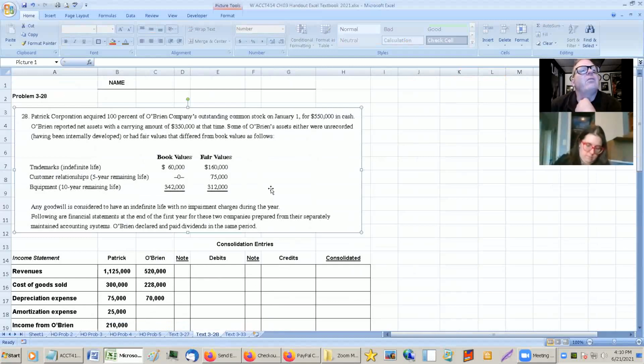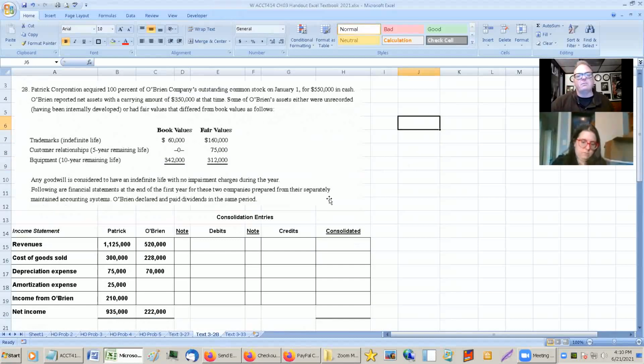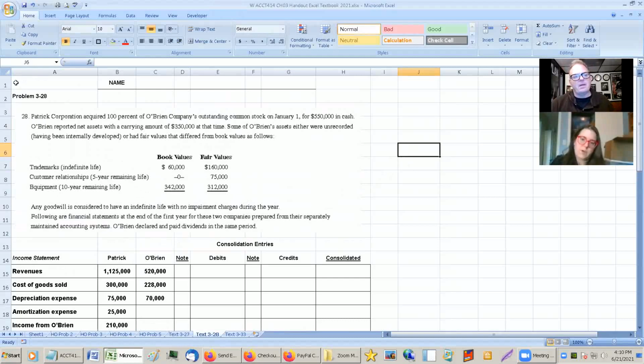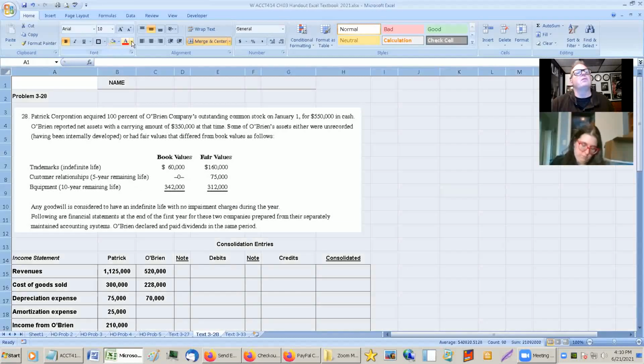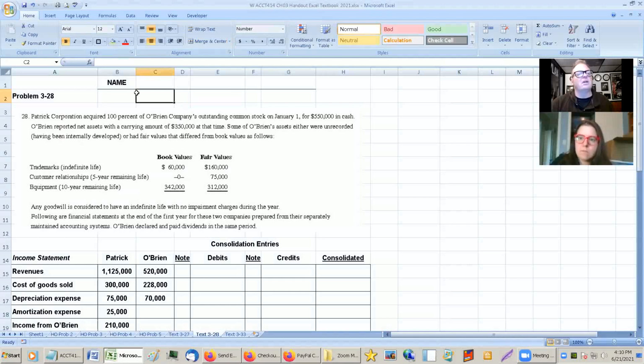Let's do problem 328. This is one that has a little bit less for the equipment. Okay, so let's do this one. Why do these look so small? I'm going to change the font down. I think I was trying to match the font to it. This is like a copy of it.